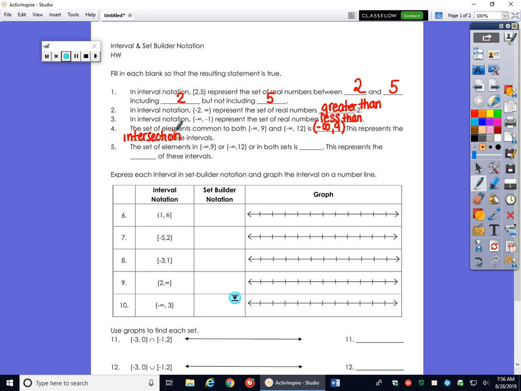The set of elements -infinity to 9 or -infinity to 12, or in both sets, is -infinity to 12. To include everything, and this represents the union, so this is both sets put together. They don't have to be overlapping, they don't have to be in both sets, you just want everything from the first set and the second set.